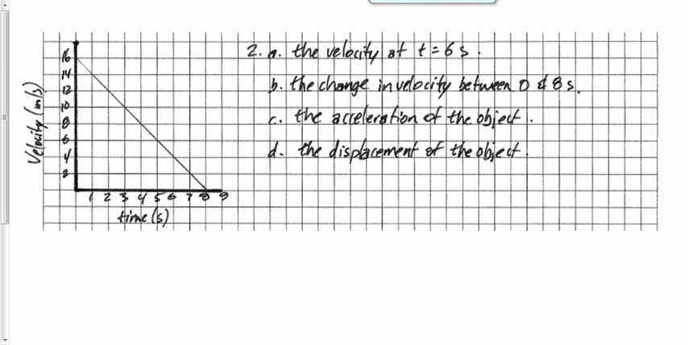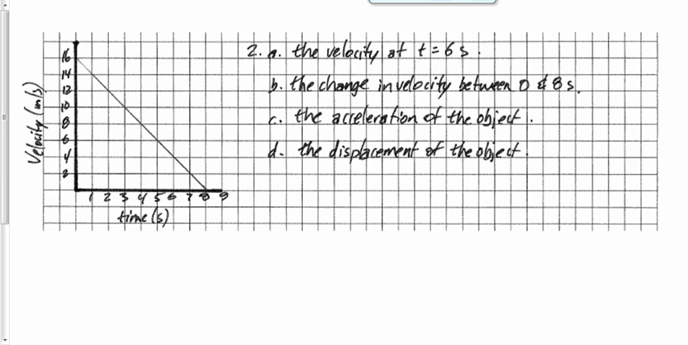Question number 2 from our velocity time graph worksheet. We want to find 4 different things: the velocity at 6 seconds, which is a fairly straightforward one, the change in velocity, the acceleration of the object. They start getting progressively more difficult, right? They start off with an easy question, then a kind of an easy question, then a little bit tougher question, and then the last question, D, the displacement, is the hardest of the group here.